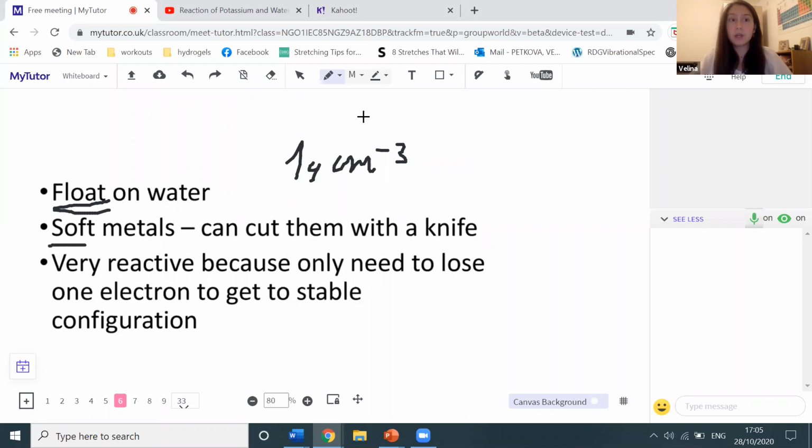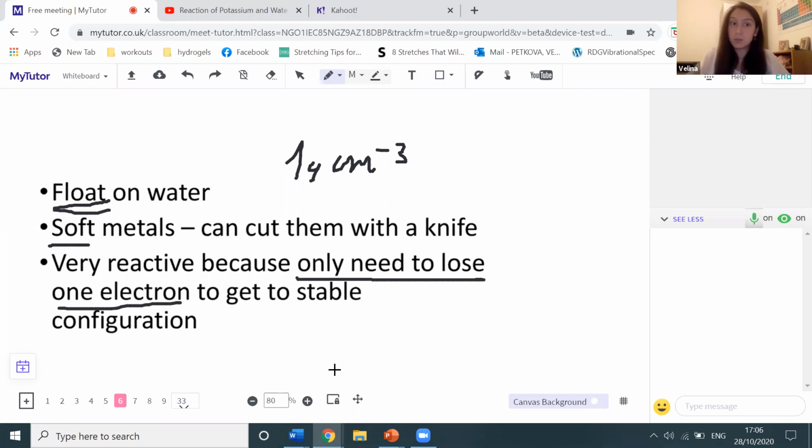They're also really soft. Maybe some of you have seen this in school where your teachers cut them, and that's not very typical for a metal, is it? So soft metals is a very important trait of theirs. They're also very reactive because they only need to lose one electron. This is key to remember. They only need to lose one electron to get to that stable configuration.